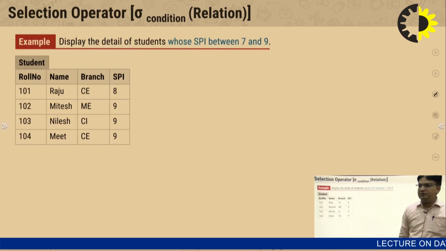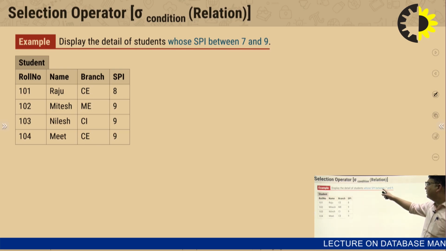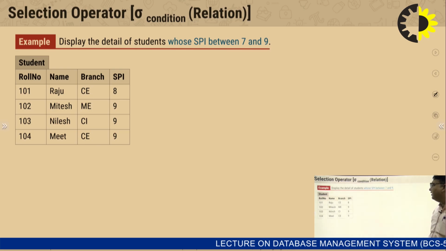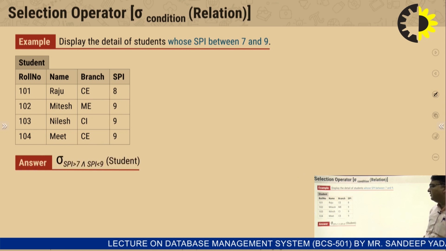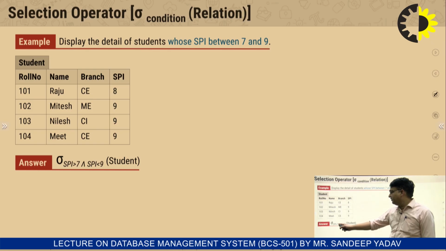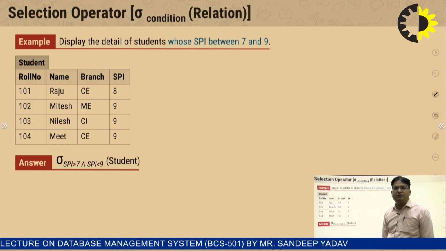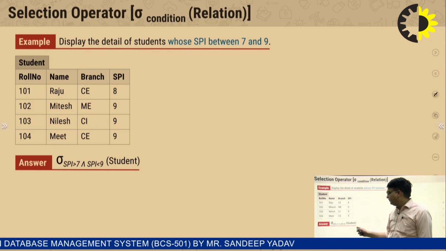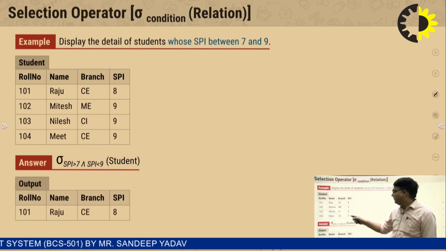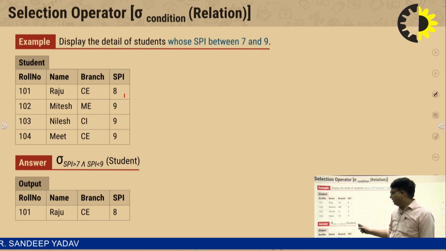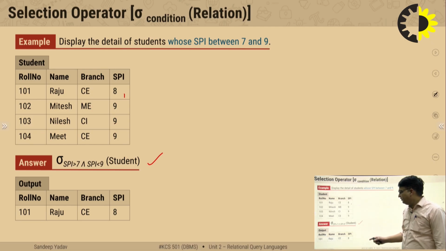Now, suppose we want to find out the details of the students whose SPI lies between 7 and 9. So, here the range is defined: SPI should be greater than 7 and SPI should be less than 9. So, this will give us this answer. Only one row has SPI greater than 7 and less than 9, that is 8. This is how we are going to write the corresponding query.